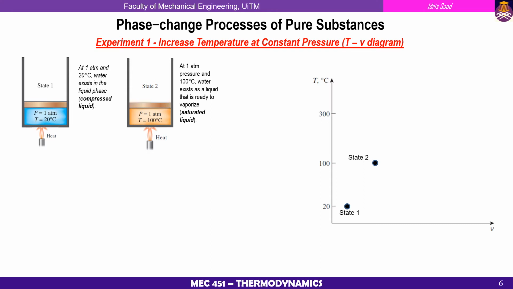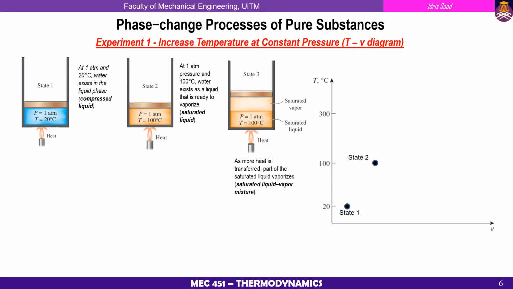As the heat is continuously transferred into the water, we can see that part of the water has changed its phase into steam, or we call it vapor, and part of it is still in the liquid phase. Let's say this is state 3. When we check the properties of the water, we will find that the temperature is still 100 degrees Celsius and the pressure also remains unchanged at 1 atmospheric pressure.